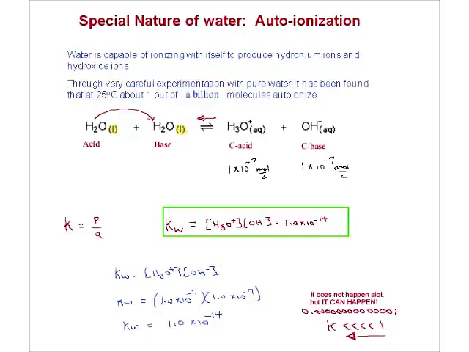Okay? And what we end up with is this nice expression for the equilibrium expression for water. Kw is the H3O plus concentration times the OH minus concentration. And as long as we're at 25 degrees Celsius and we have pure water, then this value holds, 1 times 10 to the minus 14. That's a very special number.